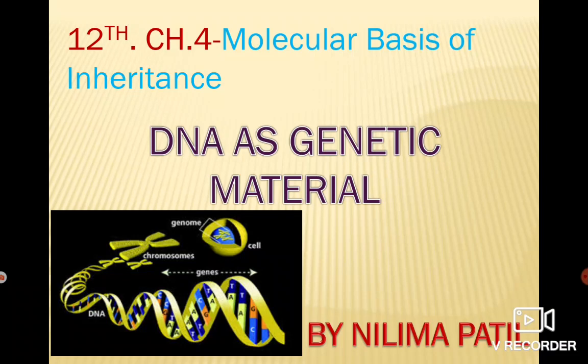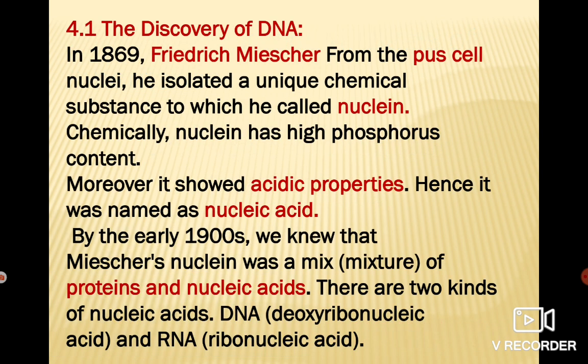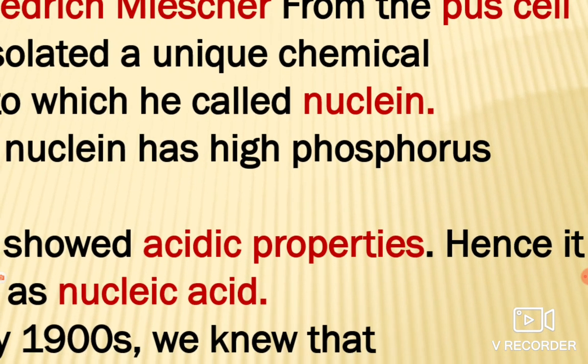Students, today's topic is molecular basis of inheritance, and in this topic the main point is DNA as genetic material. In 1869, Friedrich Miescher isolated a unique chemical substance from the nuclei of pus cells, which he called nuclein.